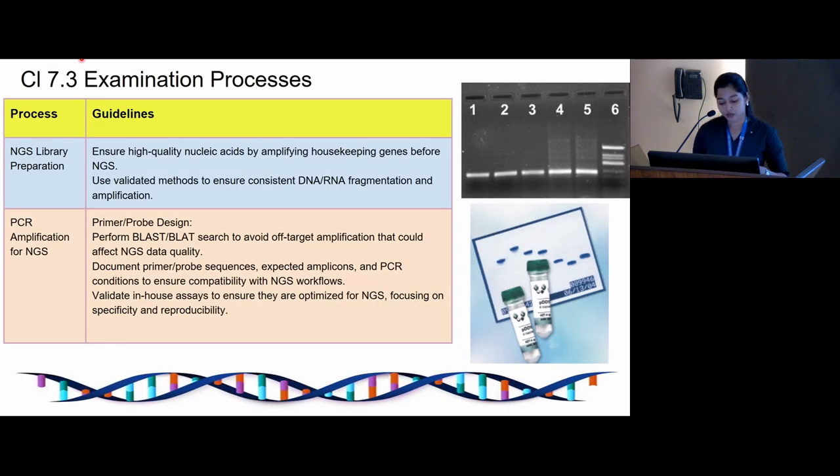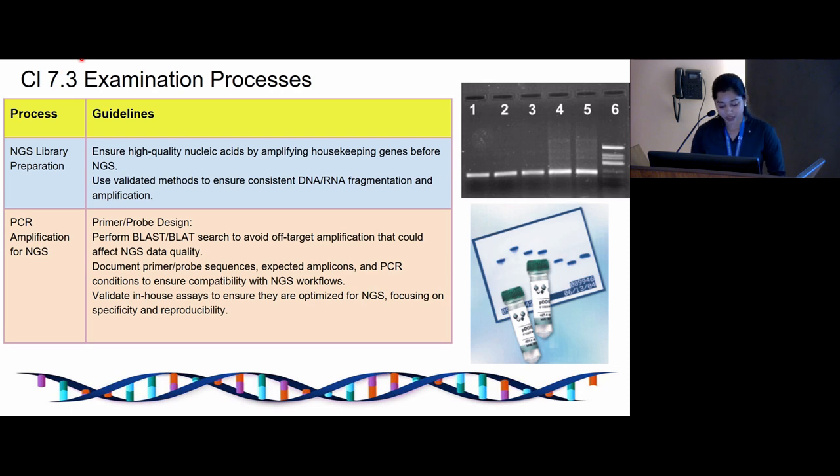Next, I'll move on to examination processes. In NGS library preparation, ensuring the quality of nucleic acids is very critical. This is achieved by amplifying the housekeeping genes to verify integrity before proceeding. During fragmentation and amplification, validated methods must be used to ensure consistent DNA-RNA fragmentation, which is essential for accurate NGS data. And electrophoresis should be performed to check the fragment size distribution also.